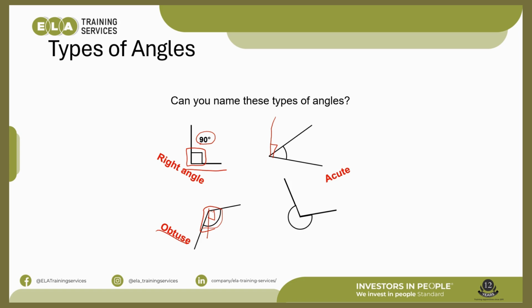Here, we're measuring the angle on the outside of the line. Now this one is called a reflex angle. Back of flex.